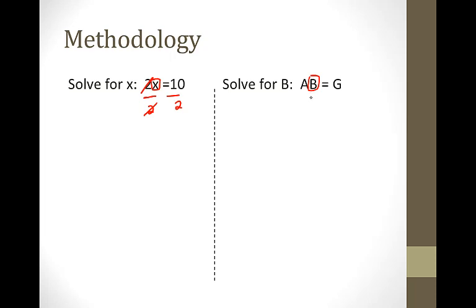How do I remove the a? I divide it, because the a is connected to the b through multiplication. So I undo multiplication with division. Those cancel, and I'm just left with b equals g over a.